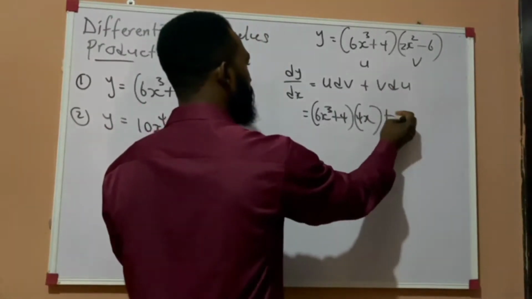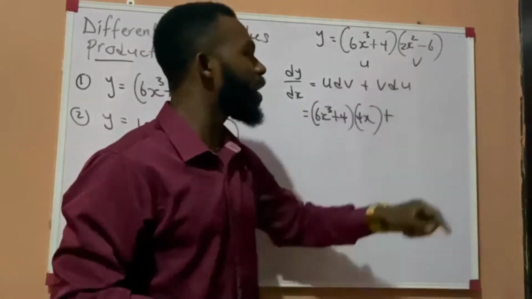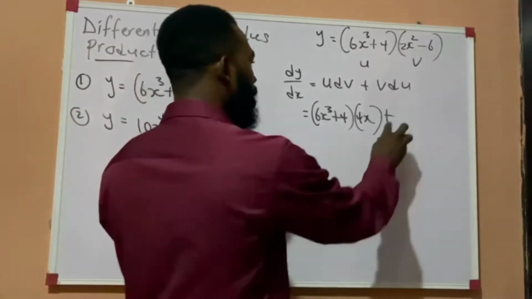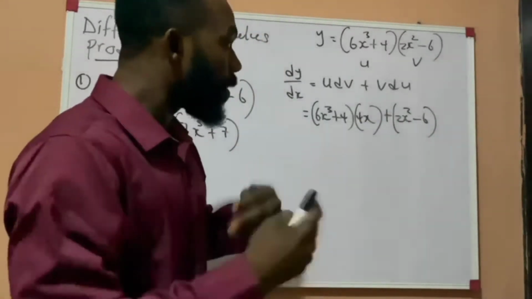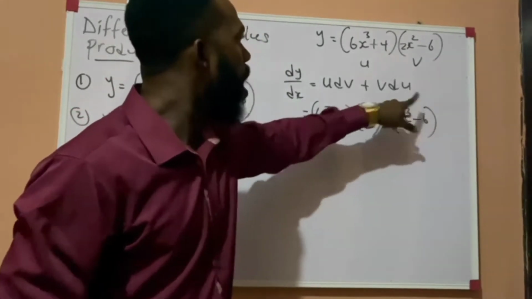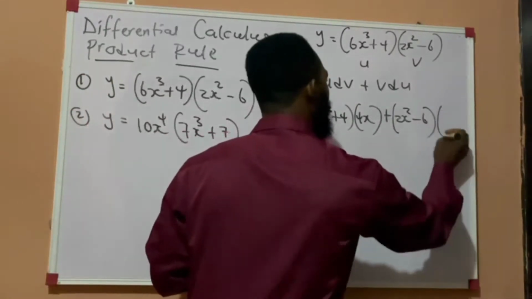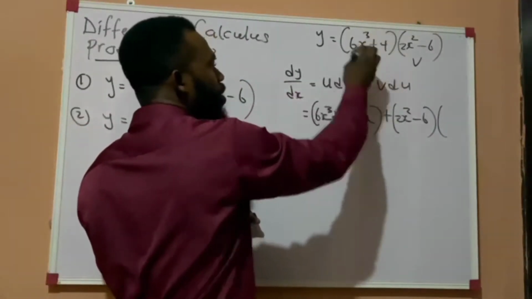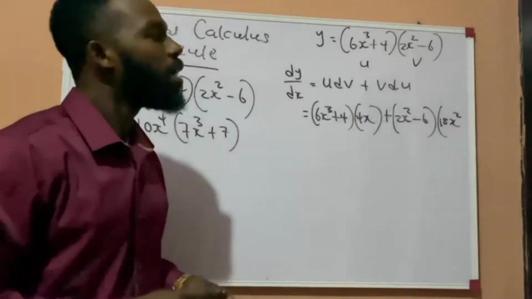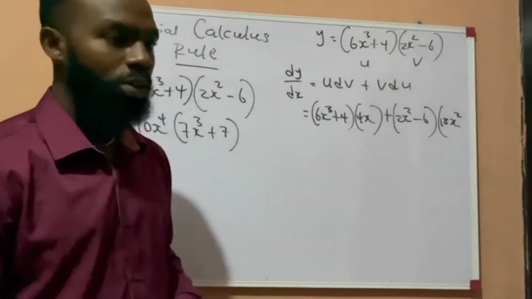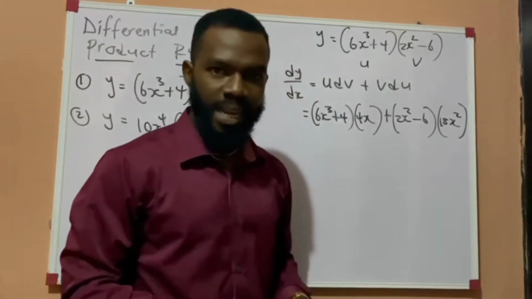Now, plus. The next is hold v. My v is 2x squared minus 6, so I won't touch it; I will bring it here: 2x squared minus 6. But the formula tells us to differentiate u. Our u is 6x raised to the power 3 plus 4. Differentiating it, 3 times 6 gives us 18, and 3 minus 1 gives us 2. When you differentiate 4, it gives 0 because 4 is a constant. So differentiating 6x raised to the power 3 plus 4, I will get 18x squared.